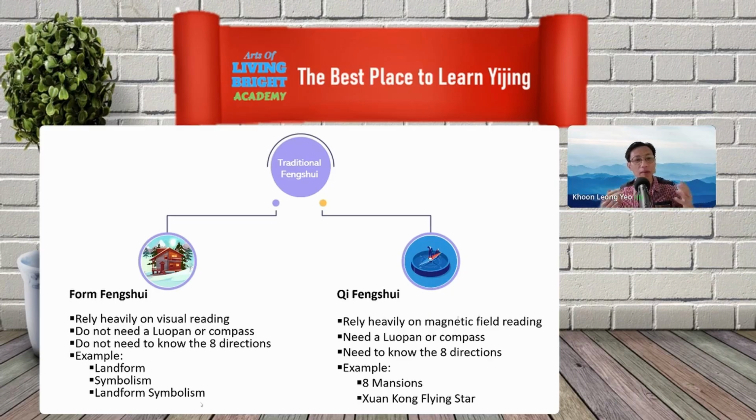So how many types of sub branches are there? I think basically there are three major sub branches. Landform. Landform basically looks at the terrain, high, low, steep, not steep, gradual, meandering, all these are landform. Okay. And then the other one is symbolism.